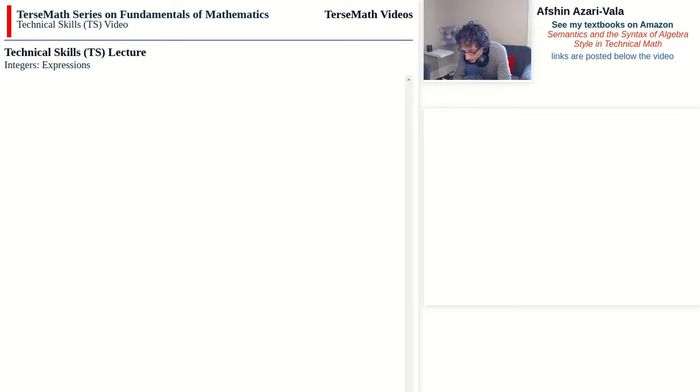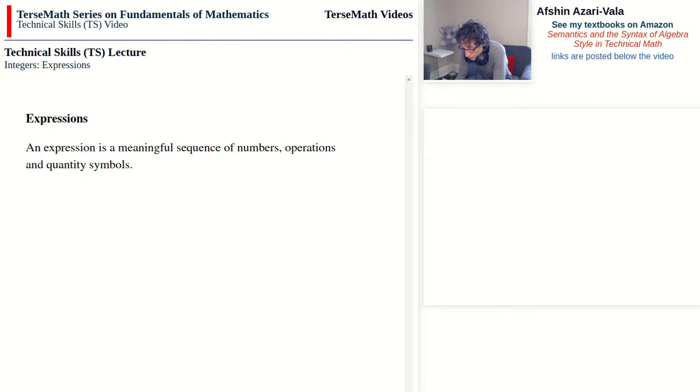Now, to begin, let me remind you of what an expression is. The definition of it remains the same as the one that we had with natural numbers. It is a meaningful sequence of numbers, operations, and also you could have quantity symbols, because they also represent the values of quantities and therefore can be present in a mathematical expression. Some examples of expressions are 4 plus 5, so that's a very simple expression. Even a number on its own, like 4, would be considered an expression as well.